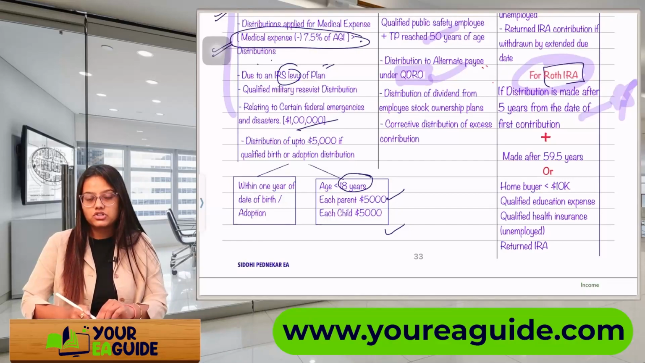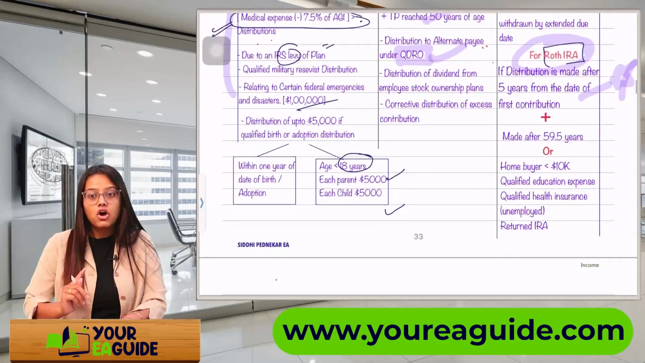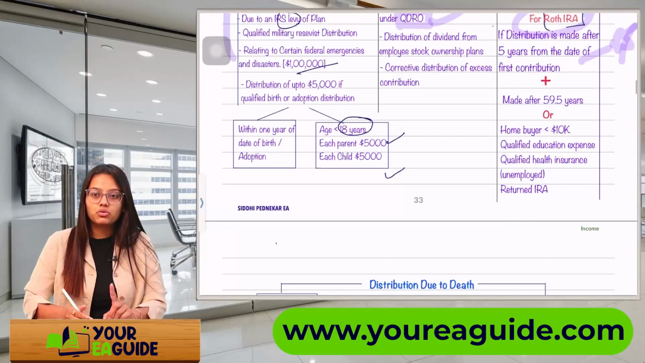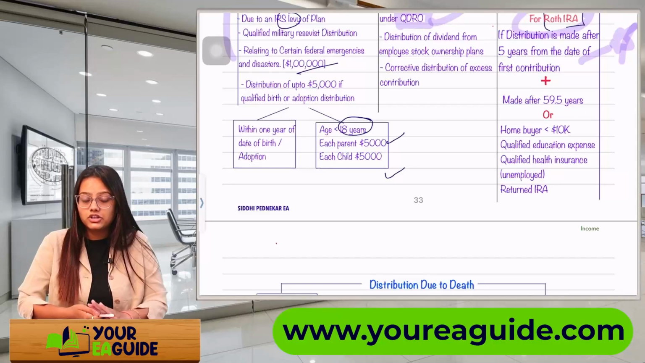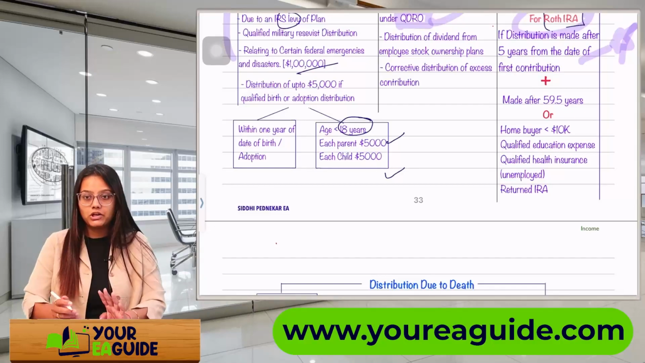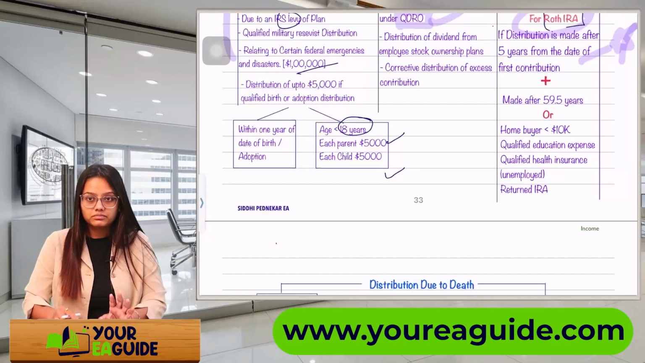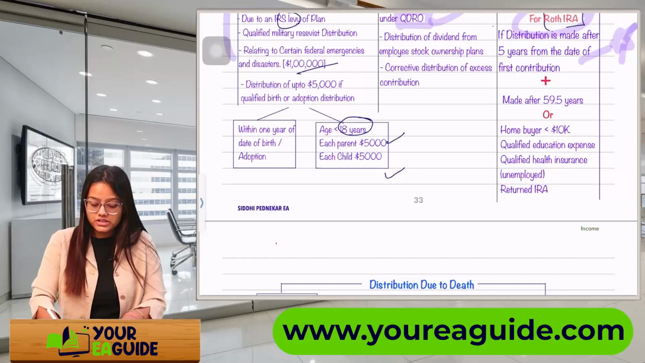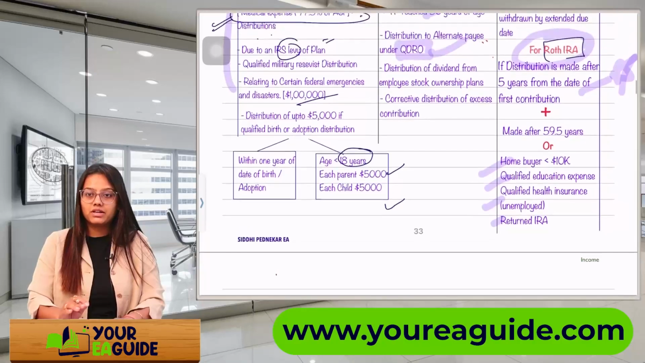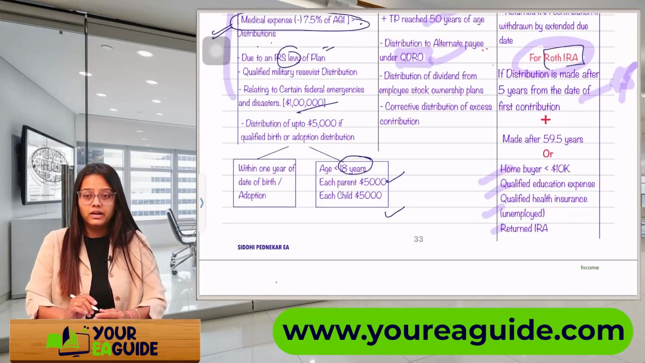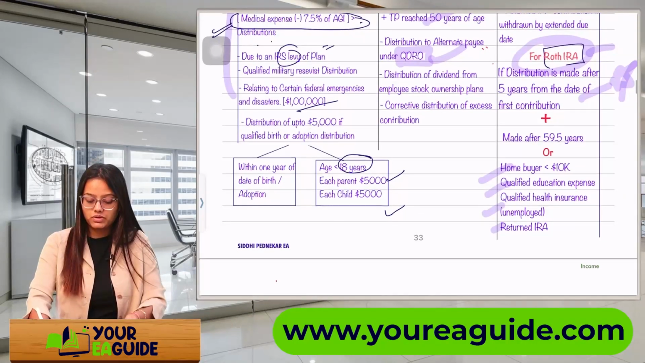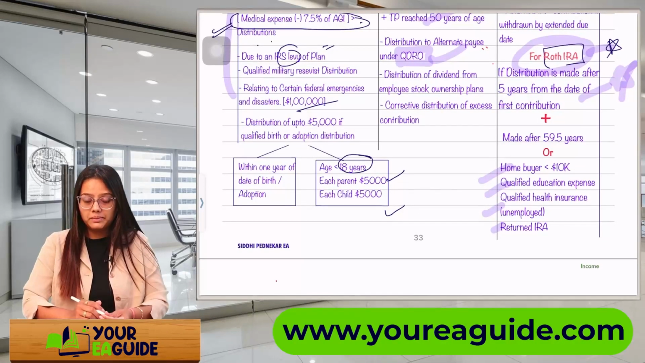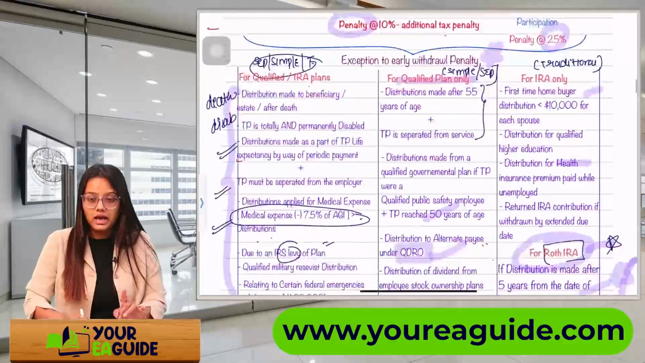You should take a distribution only after 5 years, or you are just taking a distribution to buy a new home, or for education, or for the health insurance payment purpose while you are unemployed, or you are just withdrawing the excess contribution. Okay, so these are the 4 conditions. In Roth IRA, there are very simple and small conditions. Please remember, because there can be some questions from the Roth IRA. Okay, so that's it for the IRA account.